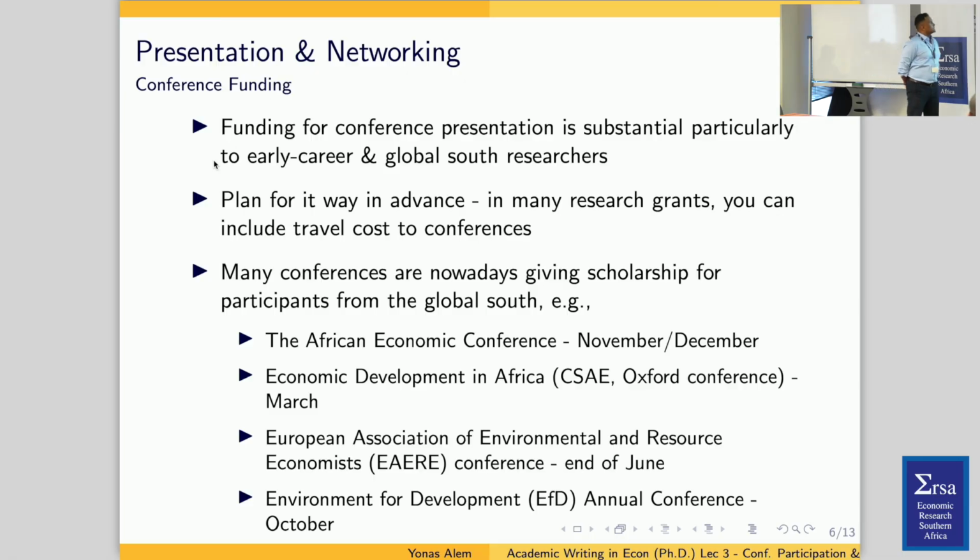The flights and then the hotels, two major expenses. There's also the visa application and everything, an issue. Plan for it way in advance. In many research grants, you can include travel costs to conferences. When you apply for research grants, we'll talk about it in the ethics part, you have to include conference budgets. I think that's why we like what we do. It gives us the opportunity to travel the world and present our papers.